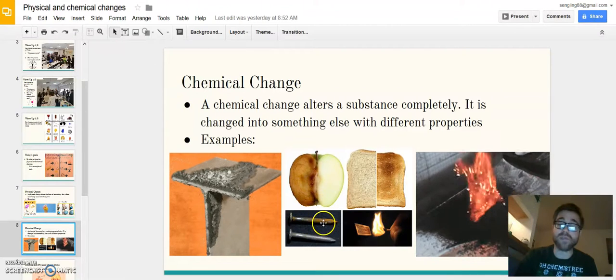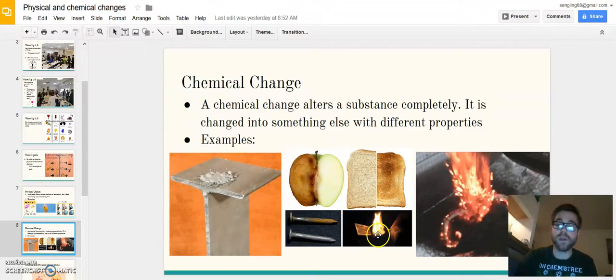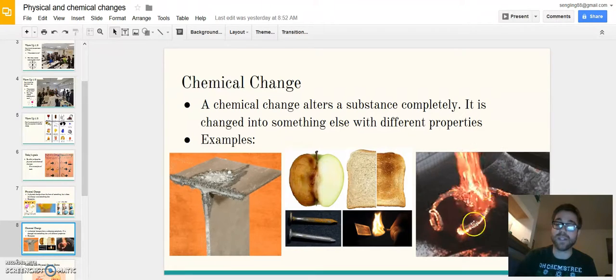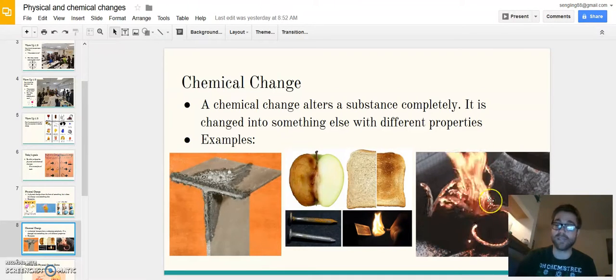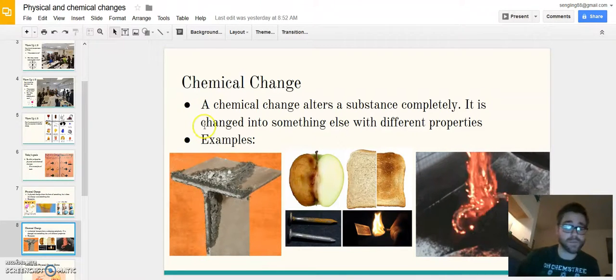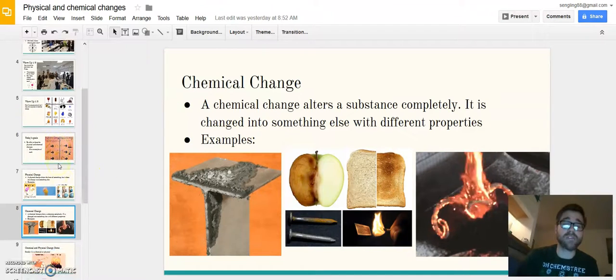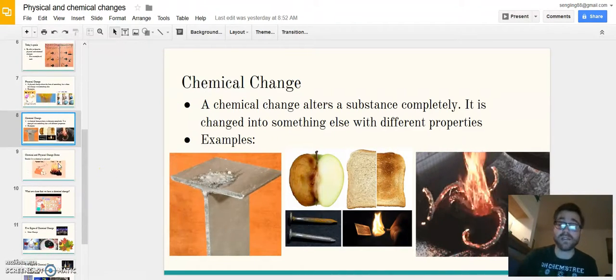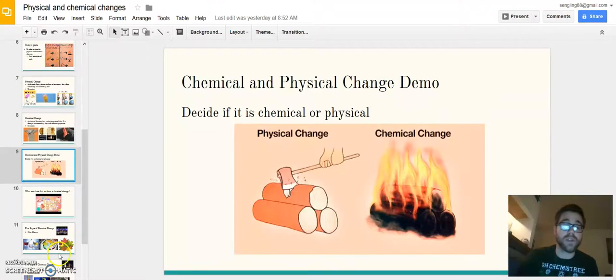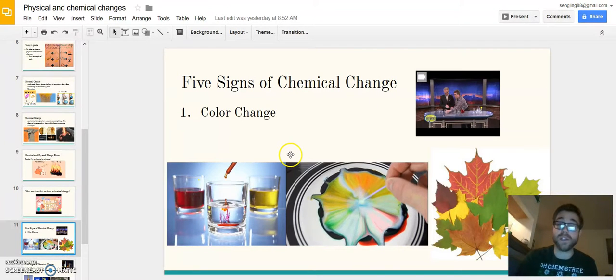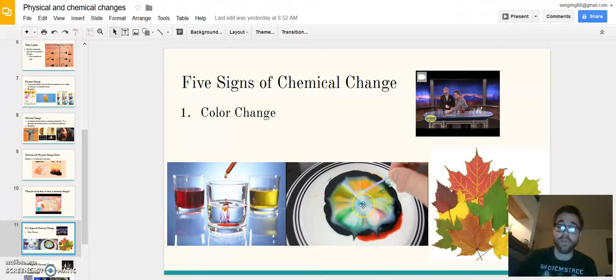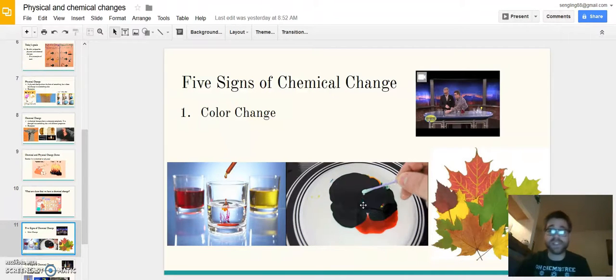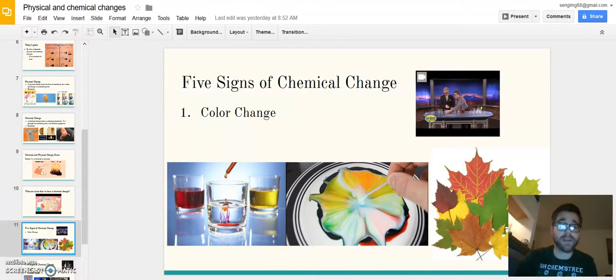Another example is rust or burning wood, or this nice chemical reaction here that you see. Something is definitely changing. Like I've said in class, there's 5 signs of a chemical change. The first sign of change is a color change. See right here? Color. If you see color, that's a chemical change.